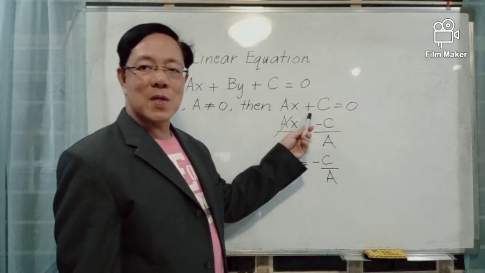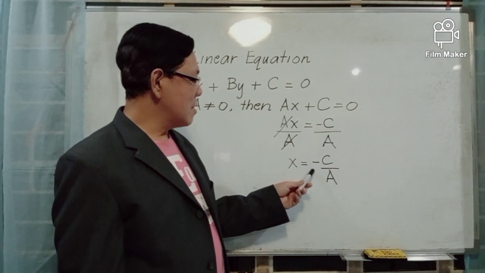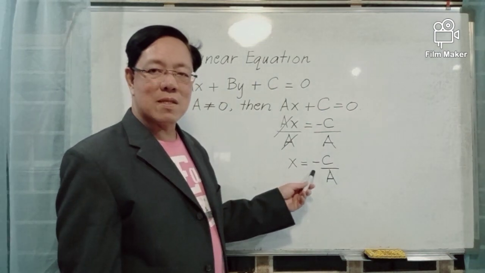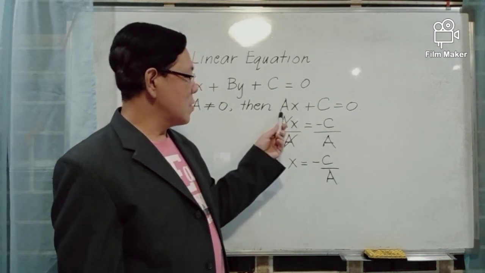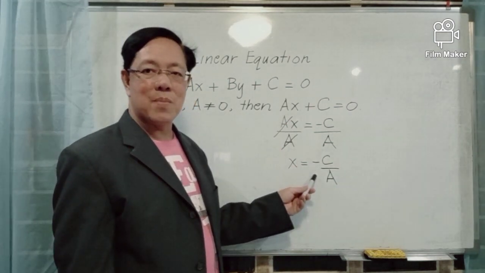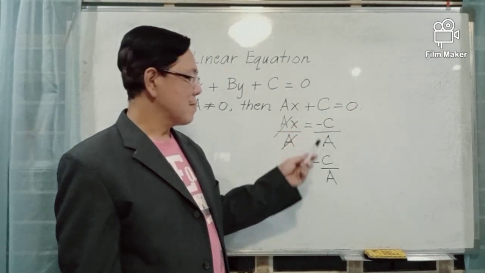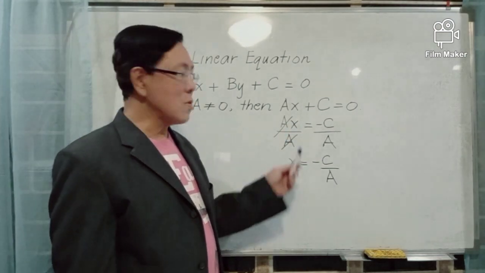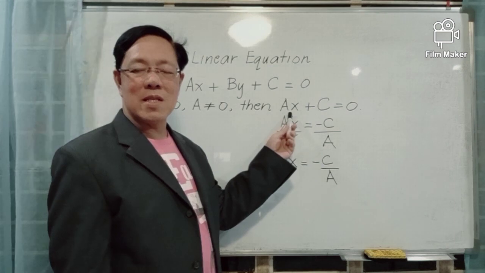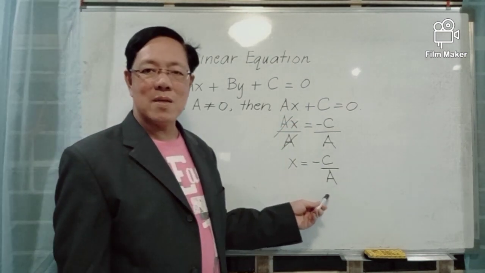If the constant term here is negative, then the value of x will be positive, or the solution of this linear equation in x is a positive number. If the constant term here is positive, then the solution of this linear equation in x, or the value of x, will be negative.